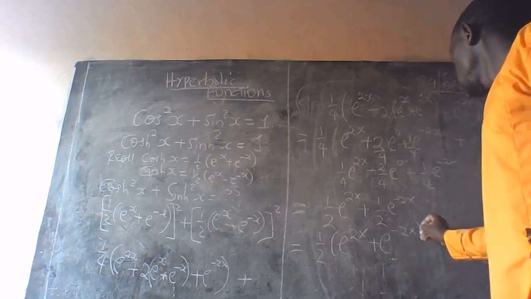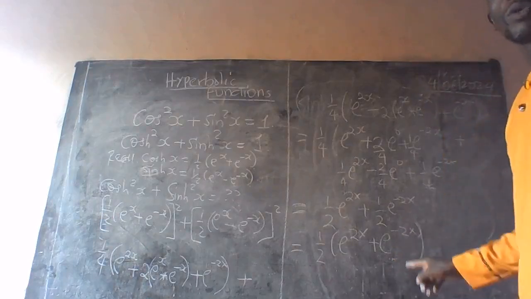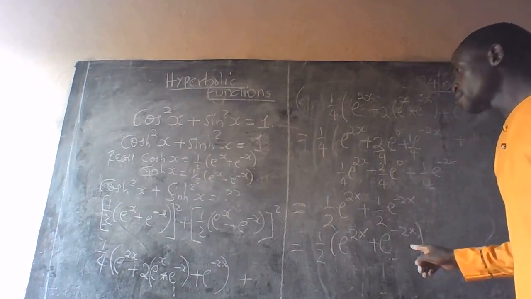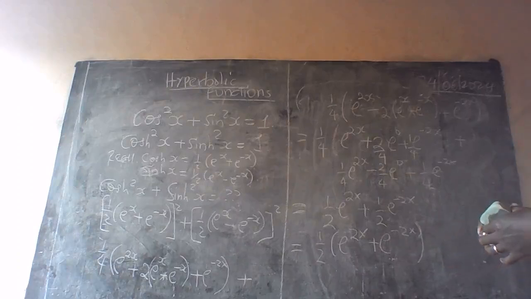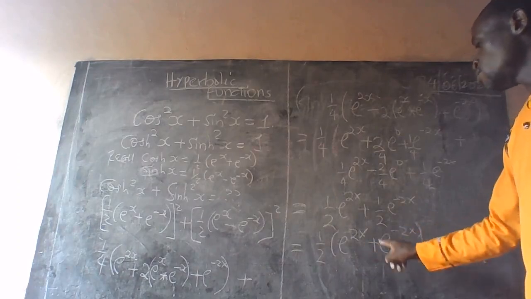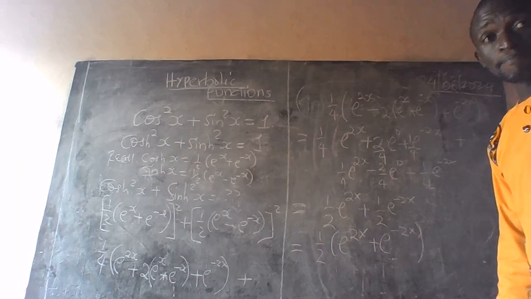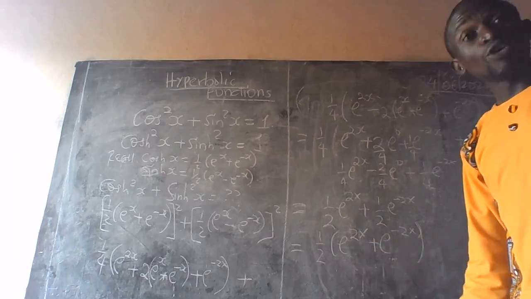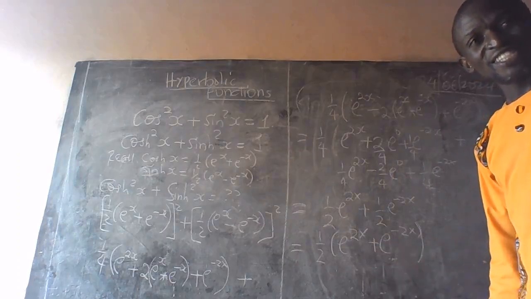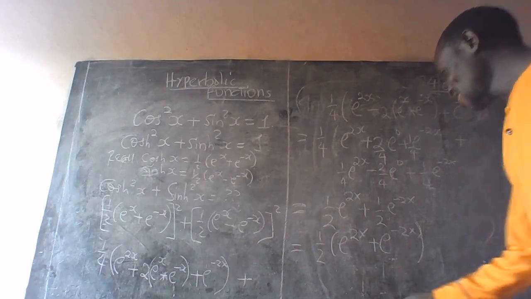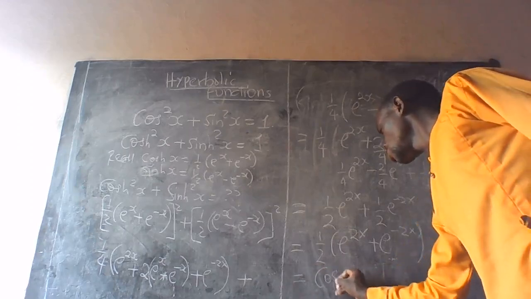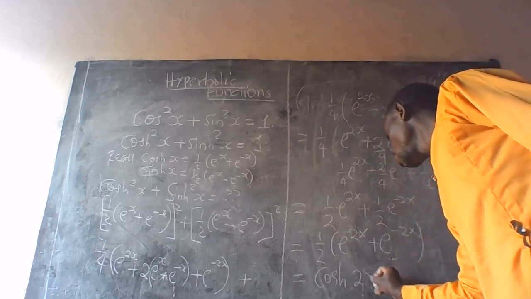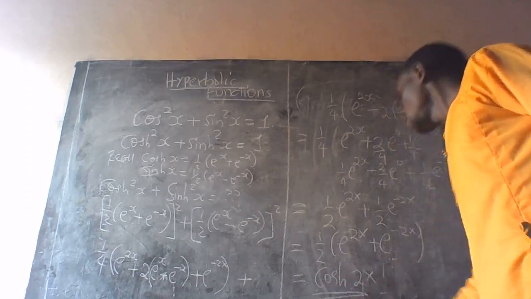So class, this one looks like one of the hyperbolic functions, not the one we got in the previous work, but as you can look at it cleanly, it looks like cosh. This one is cosh 2x. So this one is actually equivalent to cosh 2x. That is what we have.